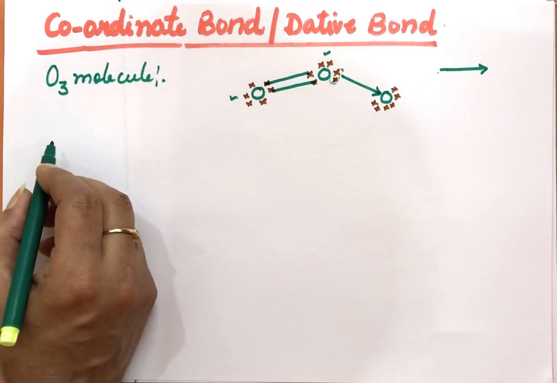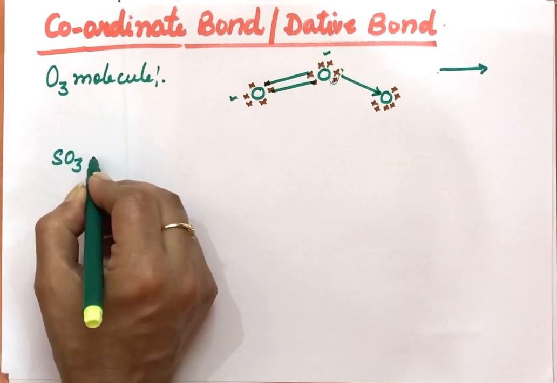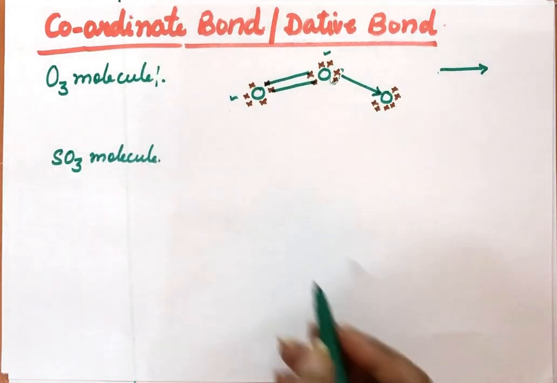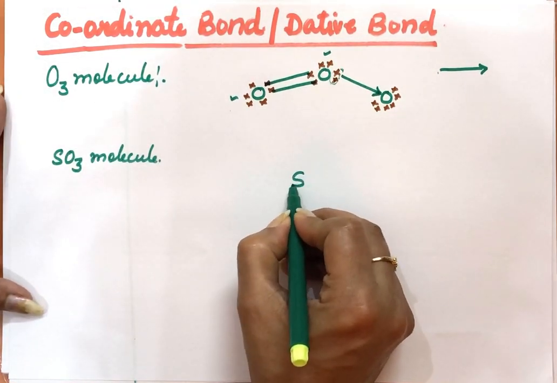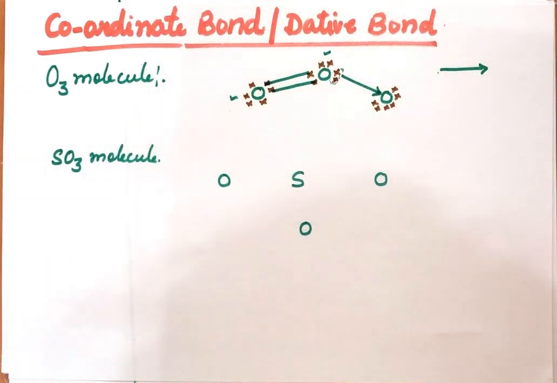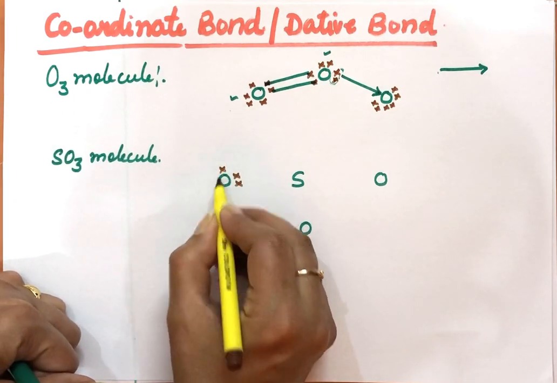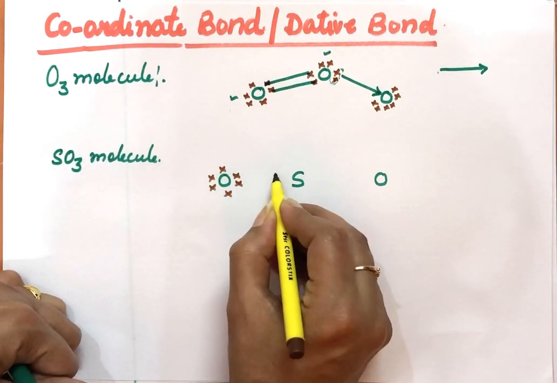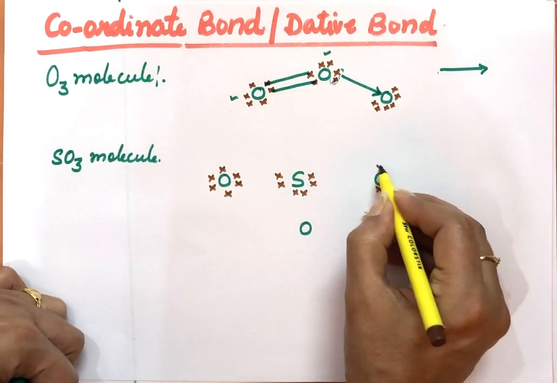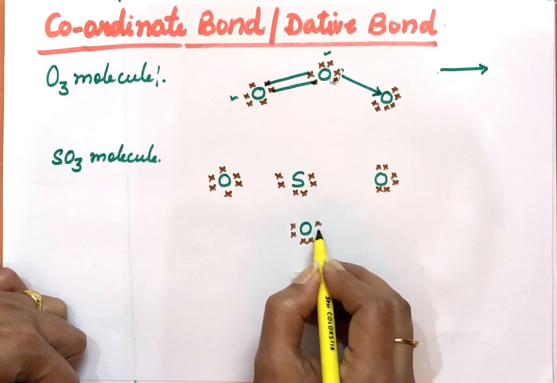Another example to understand the coordinate bond formation is SO3 molecule formation. If I'll take central atom, here is sulfur. Around sulfur on 3 sides there are oxygen atoms. All these atoms, they have 6 electrons in their last shell, including the sulfur. 6 electrons here. This O also has 6 electrons. This O also has 6 electrons in the last shell.